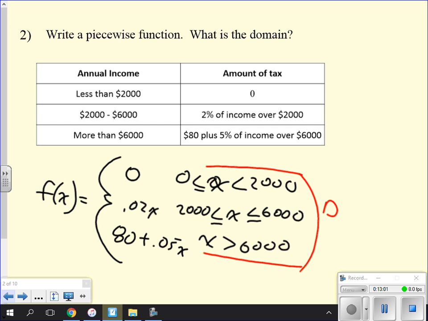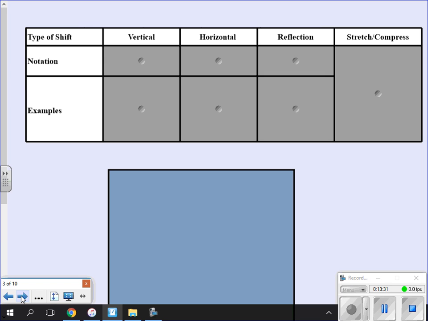When you're writing a piecewise function, this is my equation right here. This is the domain for each portion. This is the domain for the whole thing. This part of my domain, I pay nothing. This part of my domain is 0.02. This part of the domain, it's 80 plus 0.05. So each part of the domain does it. This whole thing is my domain. I just break it down into parts depending upon what I need to do.